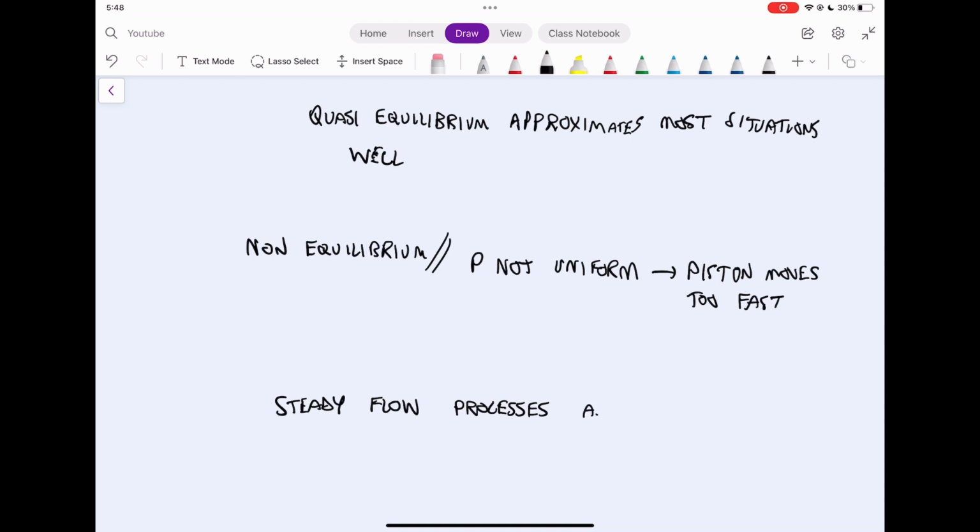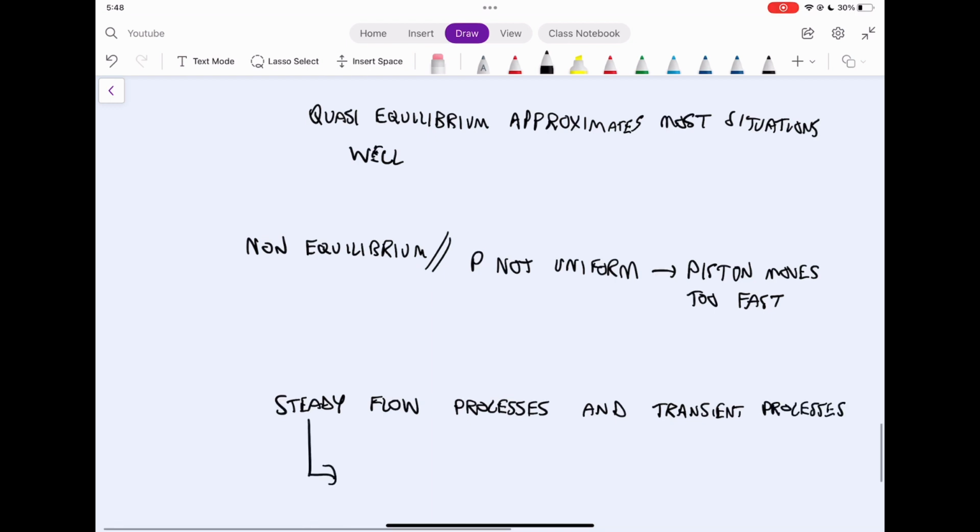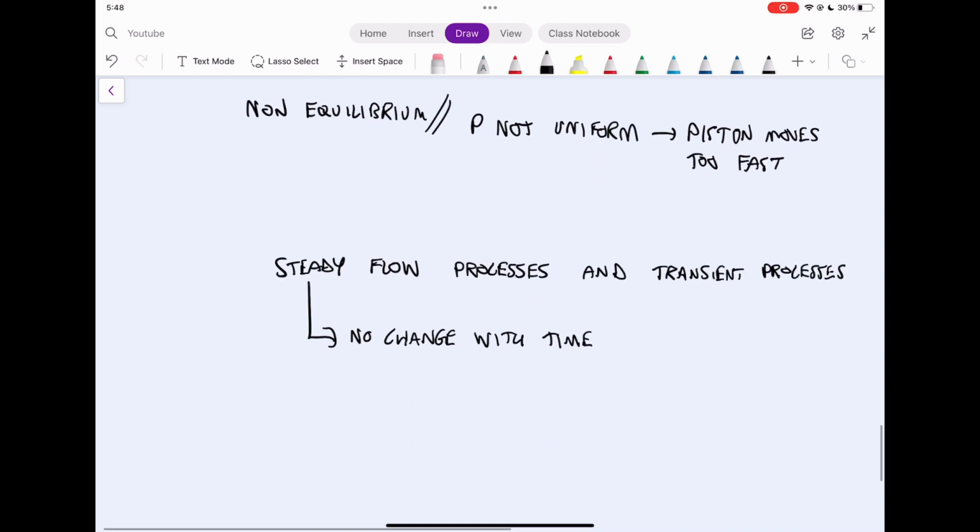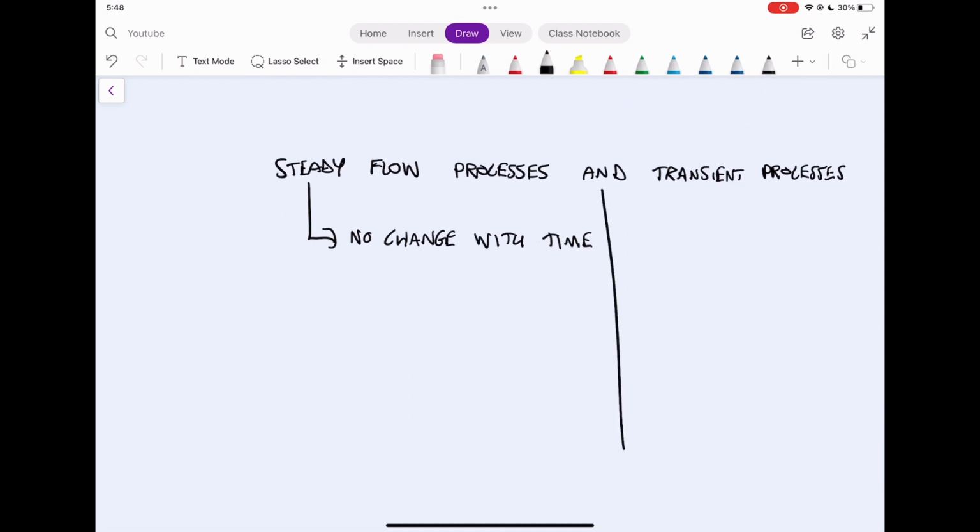So the next thing I want to talk about is steady flow processes and transient processes. And if you've been watching some of my previous videos, you might know already what a steady flow process and a transient process means, but I want to look at those two as a function of processes and looking at what happens in the process of that. So steady flow process means there's no change with time. So that means that anytime you look at a process and you look at it over time, there's going to be no change. And an example of this is a flow through a pipe.